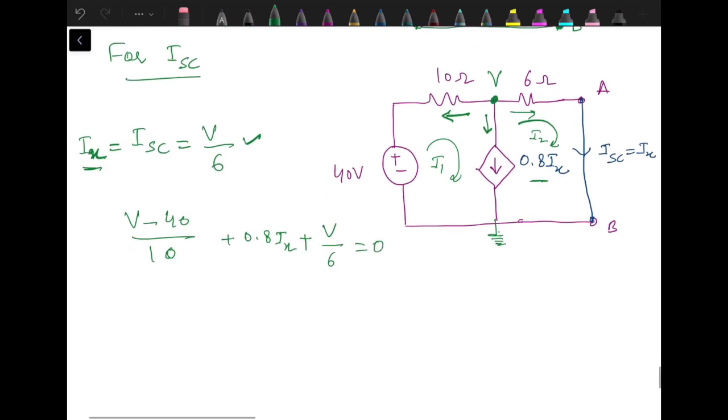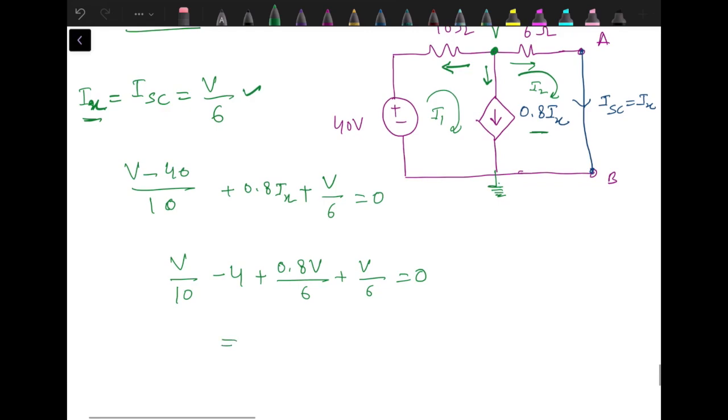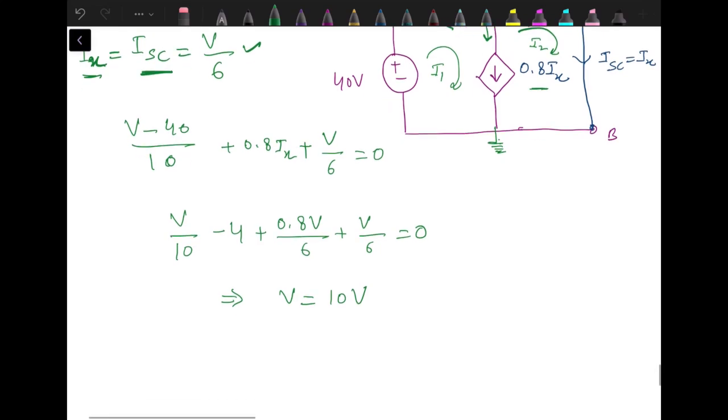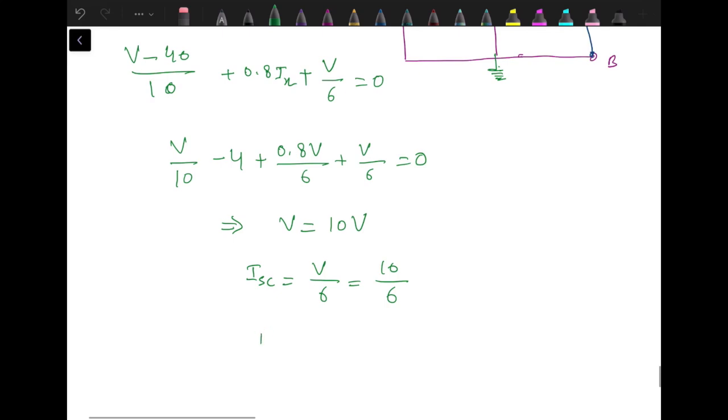Now in this equation we can substitute the value of IX: V minus 40 by 10 plus 0.8 V by 6 plus V by 6 equal to 0. The solution of this equation will give us the value of V as 10 volts. So when V is 10 volts, ISC is V by 6, 10 by 6, which comes out to be 1.667 ampere.